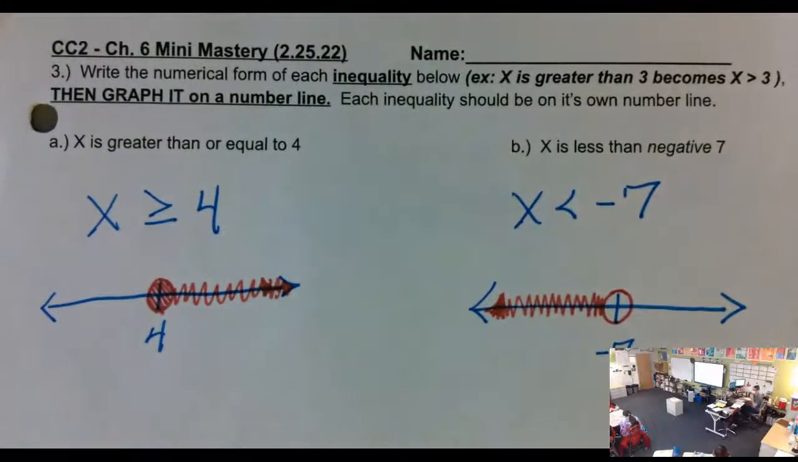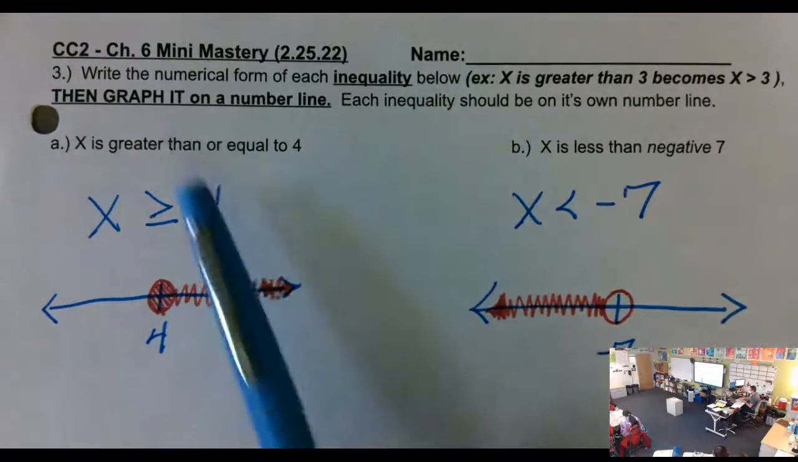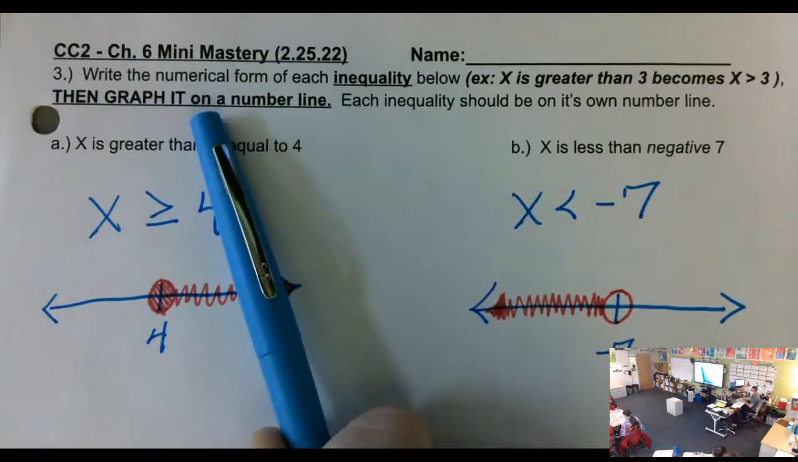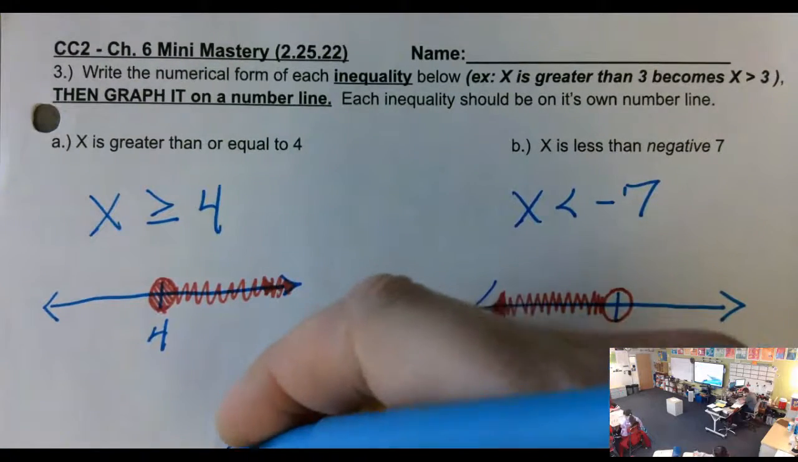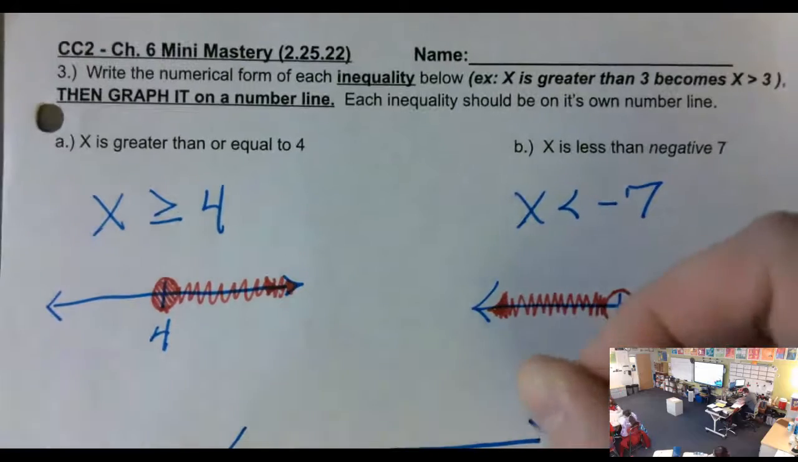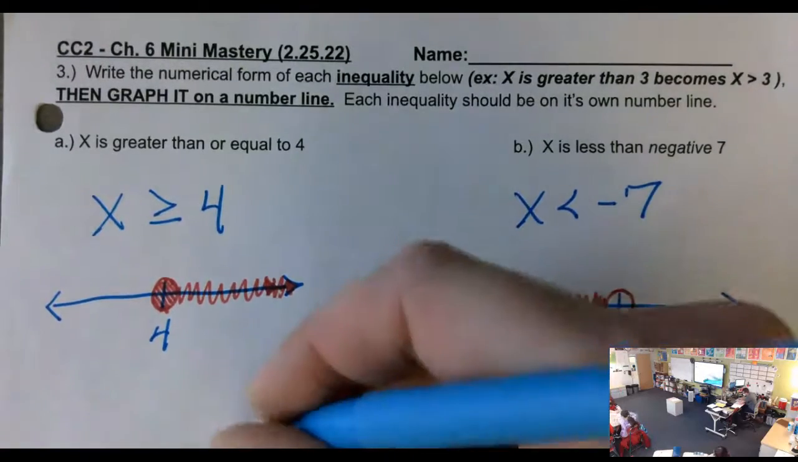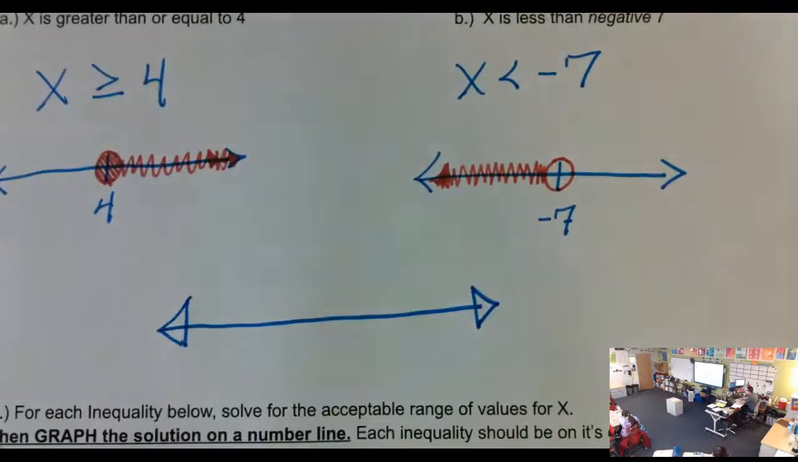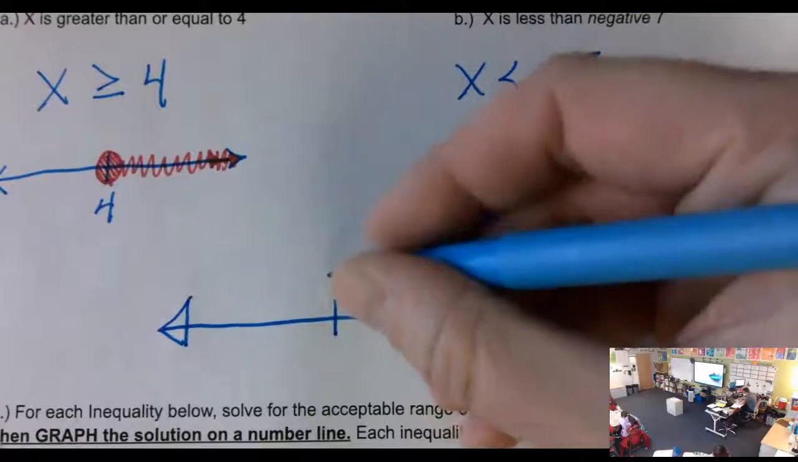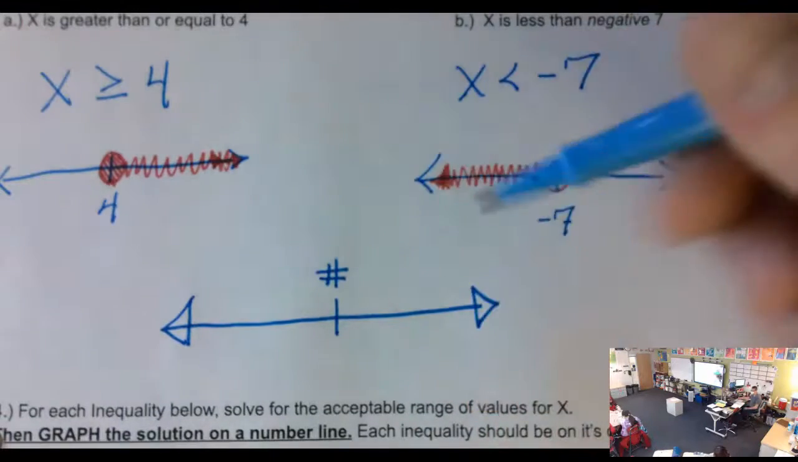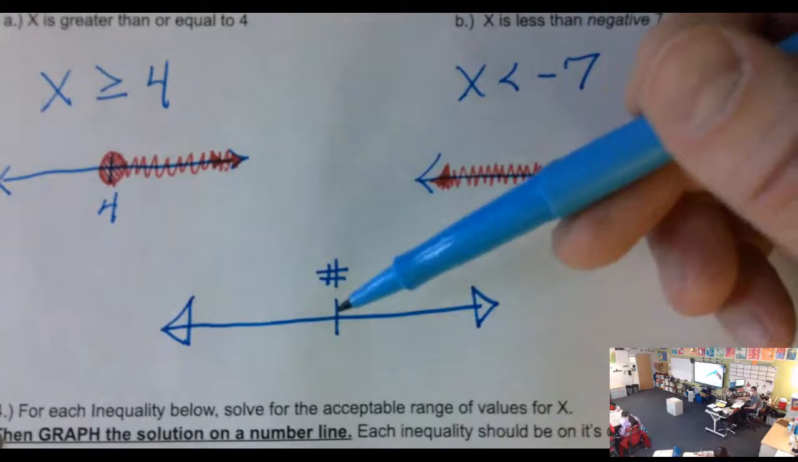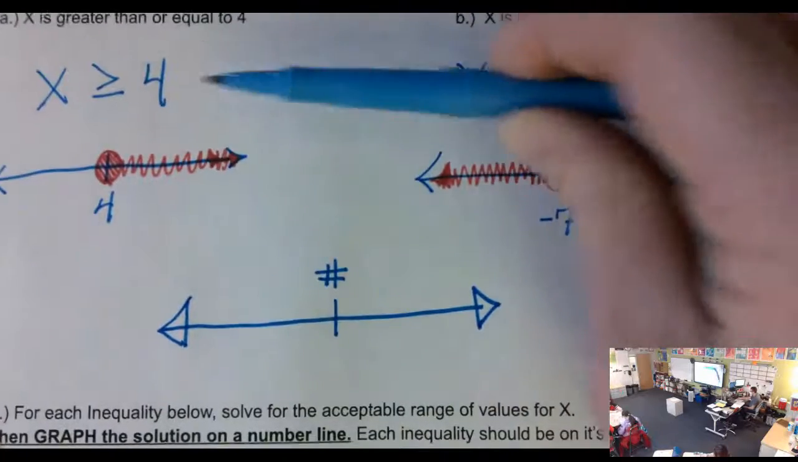Let's talk about boundary points. When we go to graph an inequality, I'm going to give you an example for any inequality. We make a number line. That's step one. We place the number that we care about, not x. This should be a number, the number that we have figured out.